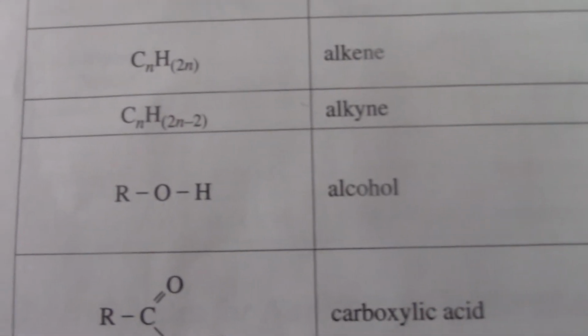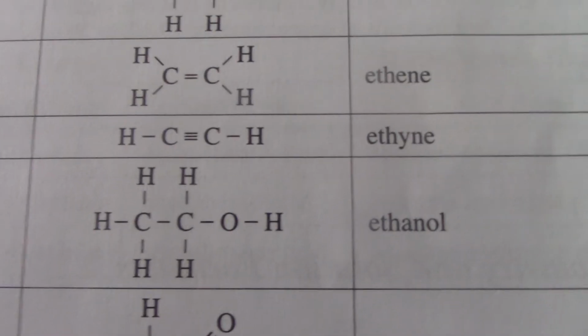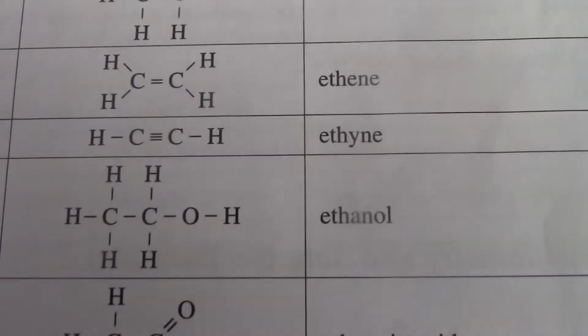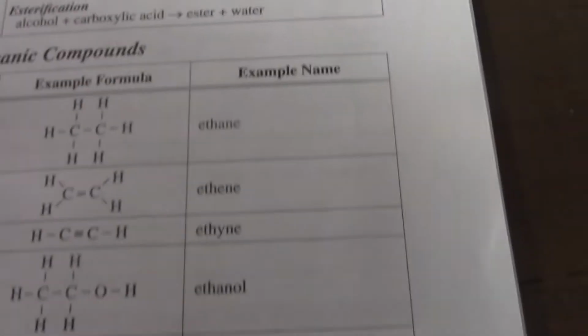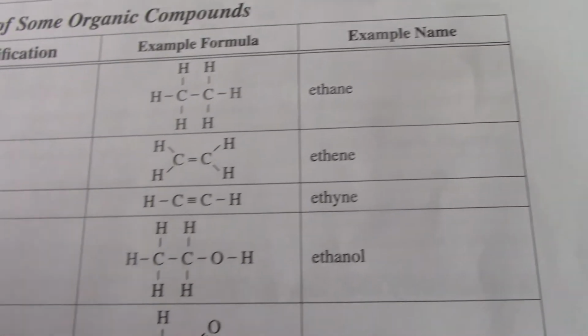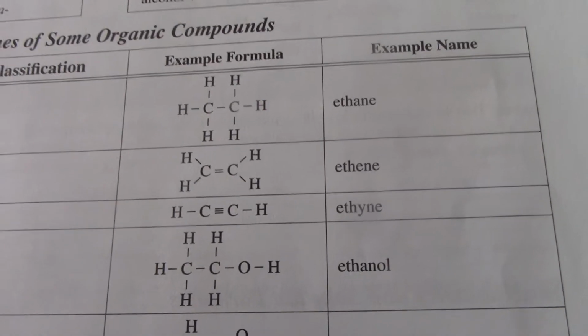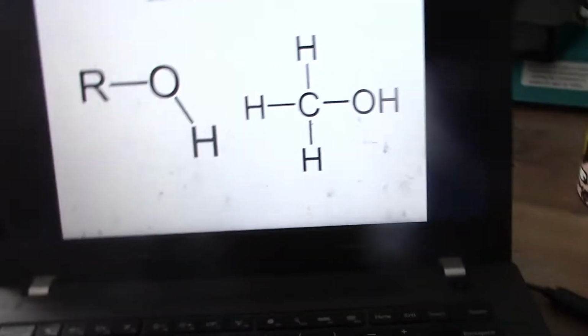And you can see that in your data booklet. Alcohol, ethanol, okay? So we name alcohols the same way you would name any of the other molecules, but to designate it as an alcohol, when you have that hydroxide group, you add the OL.